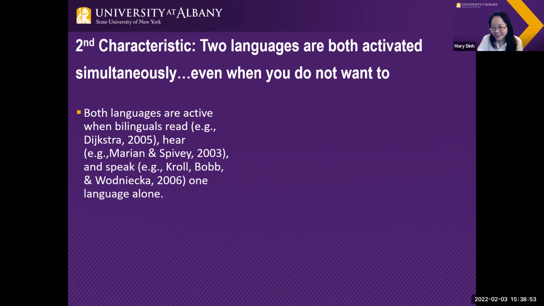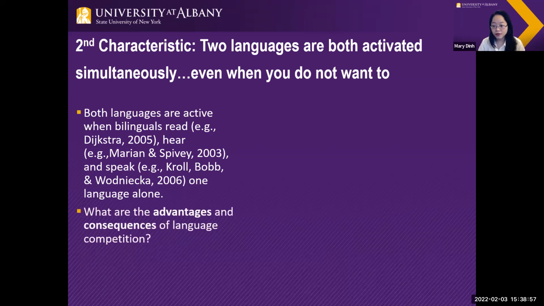English is in your blood. Your American culture is in there too. So you're different from the Spanish people for sure, but compared with an American person who only uses English, you're also different, because your mind can now activate both Spanish and English. So that's the reason why it can cause some advantages and consequences of this language competition.